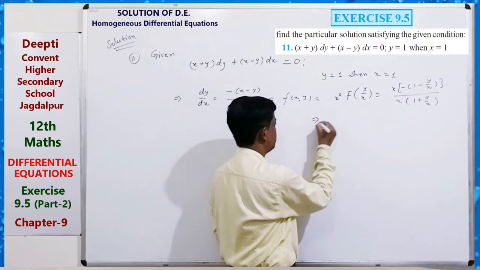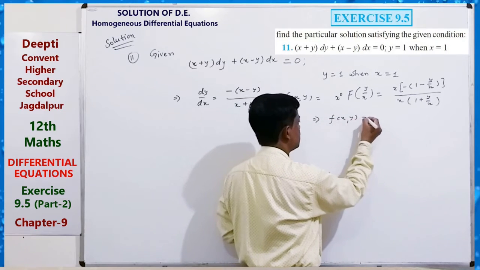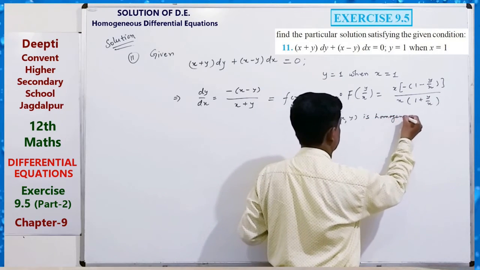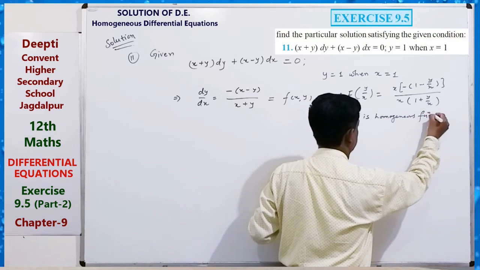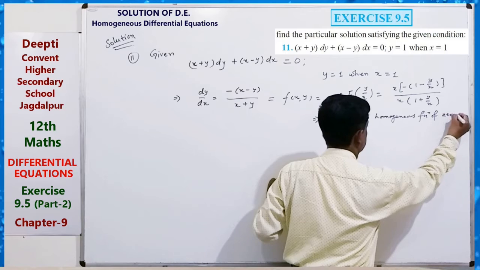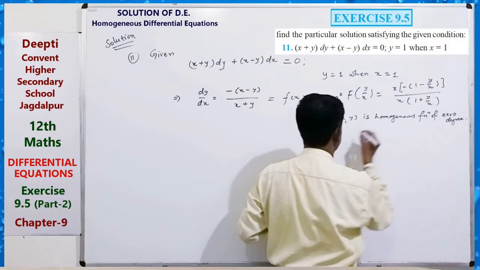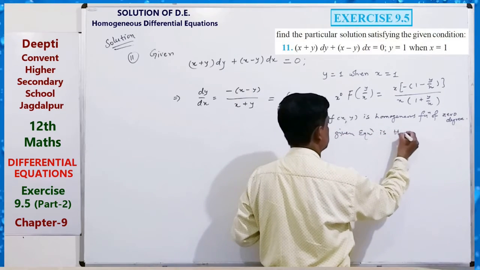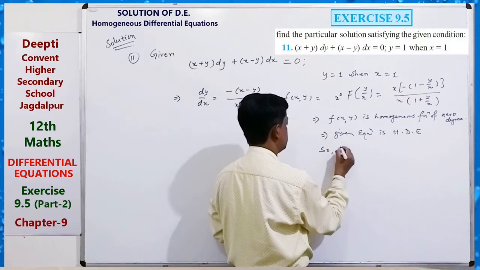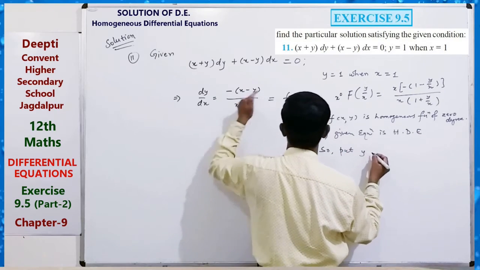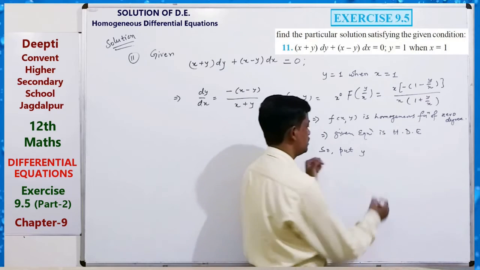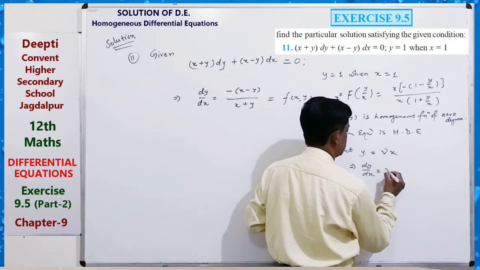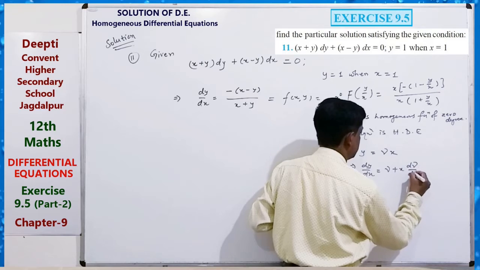This can be written in terms of x to the power 0 and f of y by x. So f(x,y) is a homogeneous function of degree 0. It implies the given equation is a homogeneous differential equation. So put y by x equals v, so y equals vx. It implies dy by dx equals v plus x dv by dx.